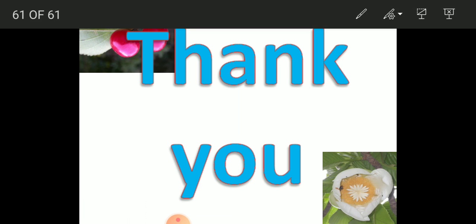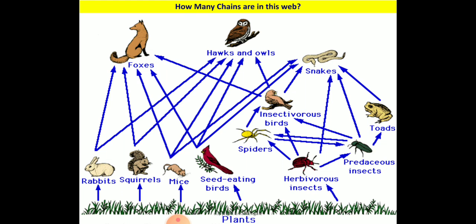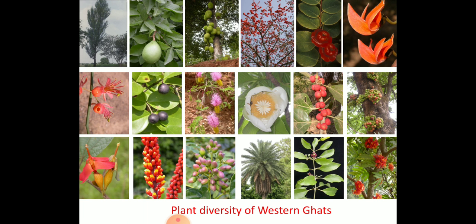For easy study, just look at this picture: how many food webs are there, you have to identify and note it down, and how many food chains are there in this diagram. Just note it down and learn the difference between food chain and food web, and this is how the community identifies all these plants. You can go through that and you will get an idea about how the community or the population of the plants varies in different ecological conditions.